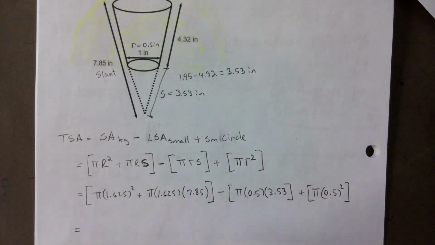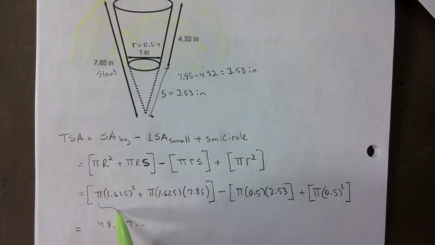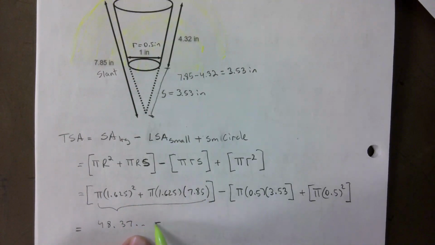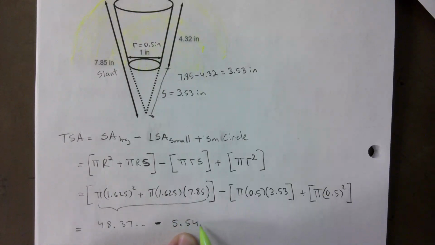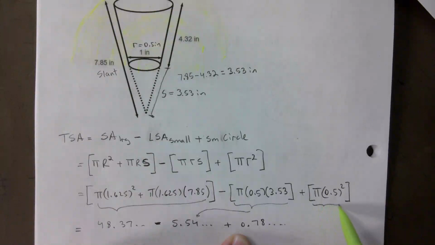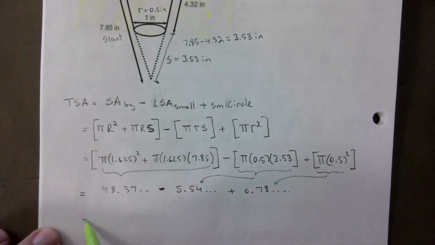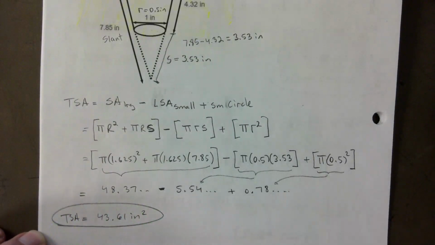So I'm just going to go off my key here. You get 48.37 something out of all of this, minus 5.54 something out of all of this, and then plus 0.78 something out of this, which is obviously small, but we would still consider that significant. And here it is, 43.61 squared inches. That's the total surface area of the truncated cone.